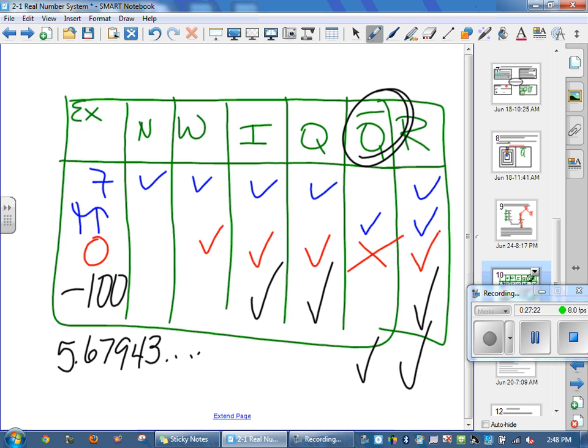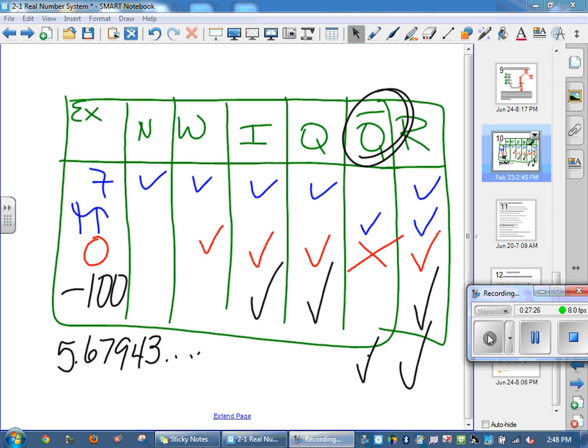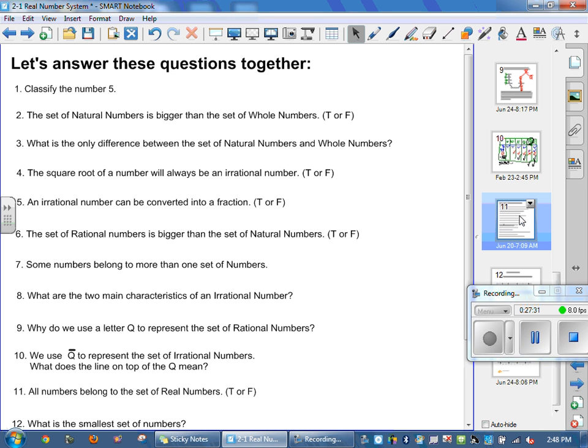So it says, classify the number 5. Well, the number 5, first of all, we know that it's natural, then it's a whole, integer, rational, and real. So it gets 5 number sets. The only one it doesn't get is which one? Irrational. Good. The Q with the negative sign. Doesn't get that one. Number 2 says the set of natural numbers is bigger than the set of whole numbers. True or false?